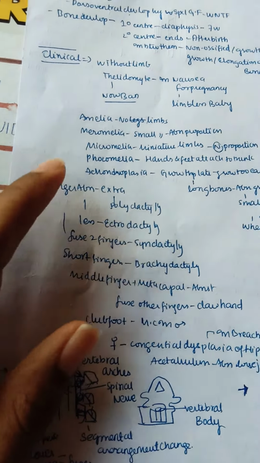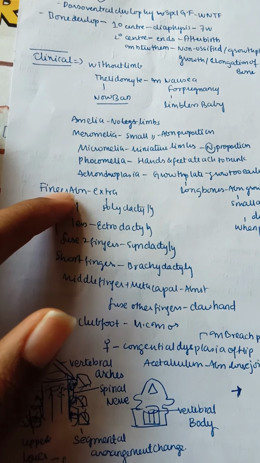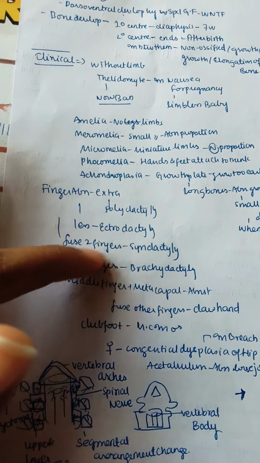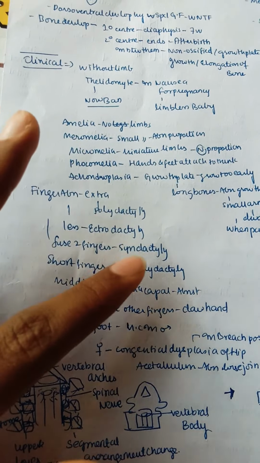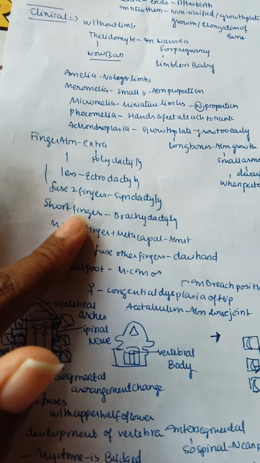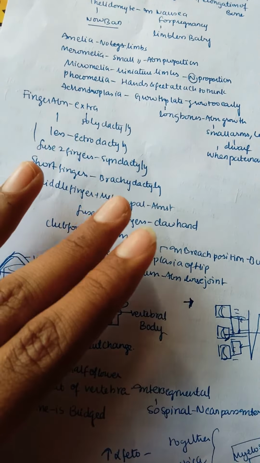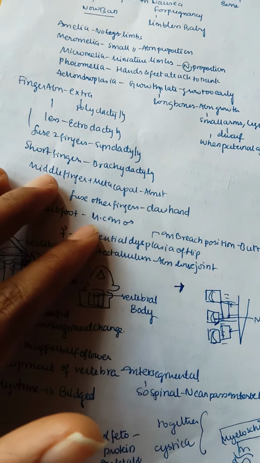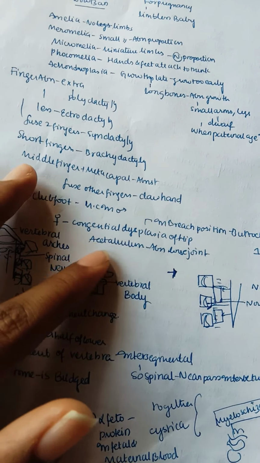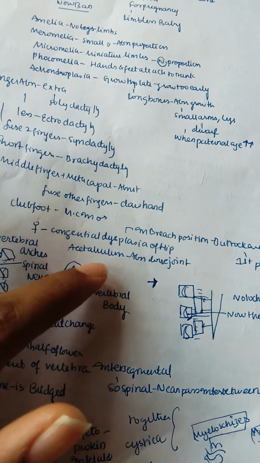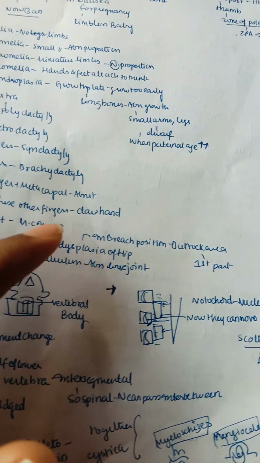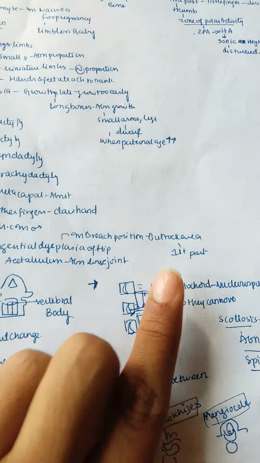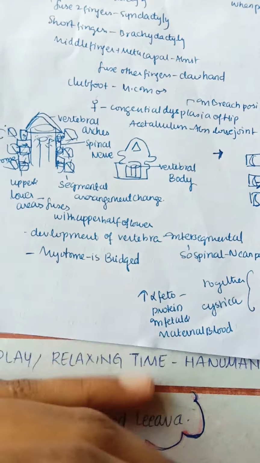And then coming to finger abnormalities: if fingers are extra, then polydactyly; if fingers are fewer, ectrodactyly; if two fingers are fused, syndactyly. If you have short fingers, that means brachydactyly. If the middle finger and metacarpal are absent and the other fingers fuse, then claw hand. Club foot is most common in males. And in females, congenital dysplasia of the hip, where the acetabulum is abnormal with a loose joint, takes place mainly if the female is delivered in breech position, that is the buttock area comes first in delivery.